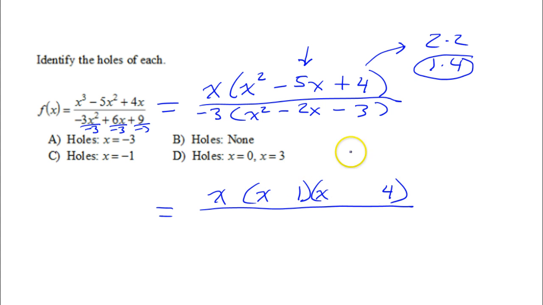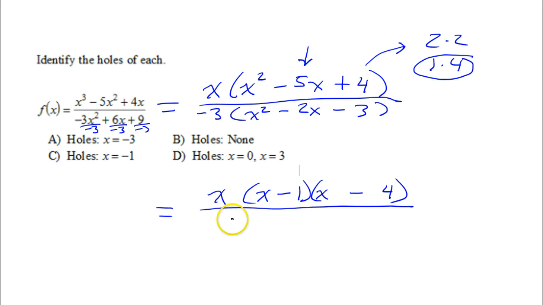Inner plus outer equals middle. So inner I have 1x, outer I have 4x. I'm trying to get a middle of negative 5. So both of these would have to be negative to make negative 5. But that works out fine because negative 1 times negative 4 does give me positive 4. So I have factored the numerator completely.